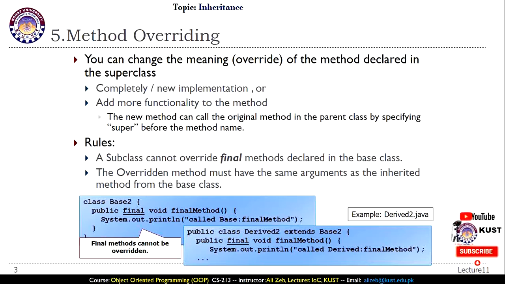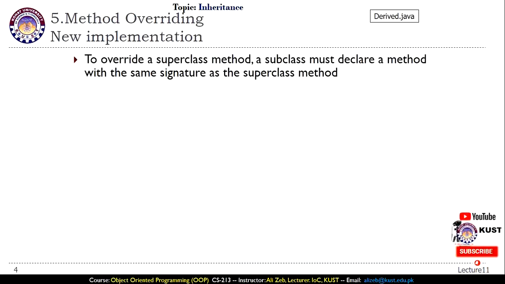If you try this and run this code, you will see that this overriding does not work. To override a superclass method, as we said, a subclass must declare a method with exactly the same signature as the superclass, and we have an annotation for this.